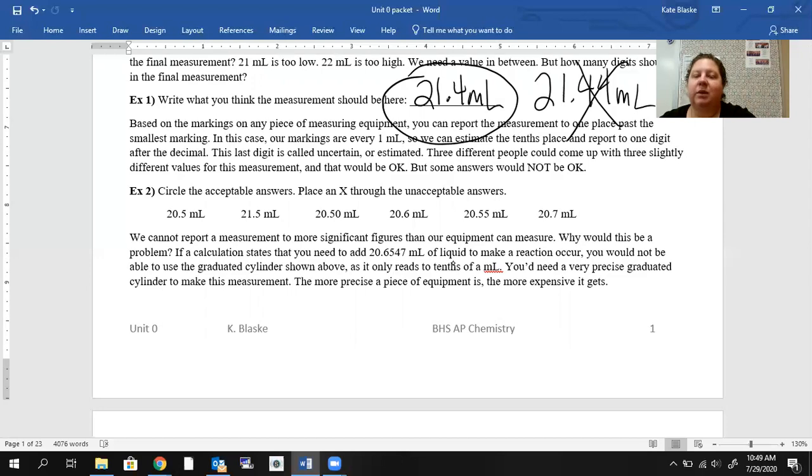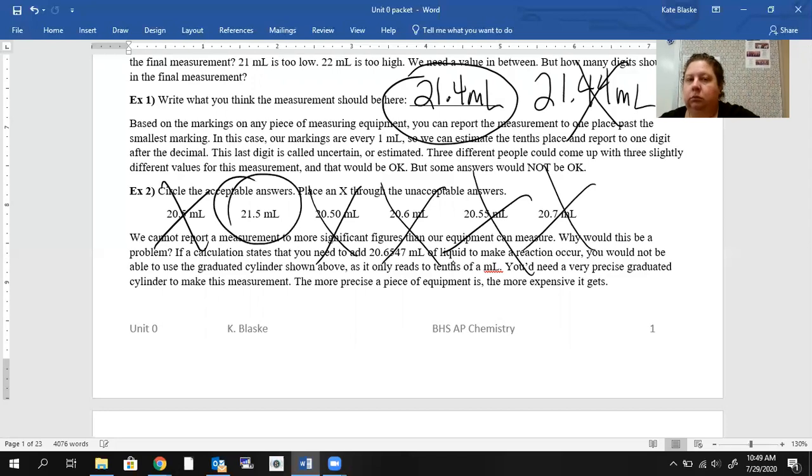Because we know that measurement needs to be somewhere between 21 and 22, anything that says 20 is out. That's got to be close. All right. Now, notice that this one has 2 decimal points, as does this one. That is not possible.